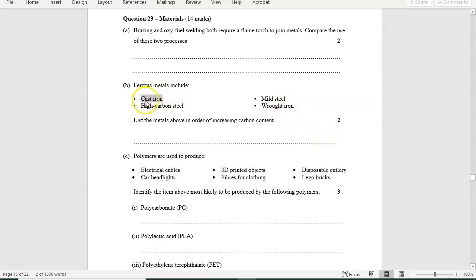It's got a C for carbon, C for cast iron. It has the most carbon. So it's wrought iron, mild steel, high carbon steel, cast iron.